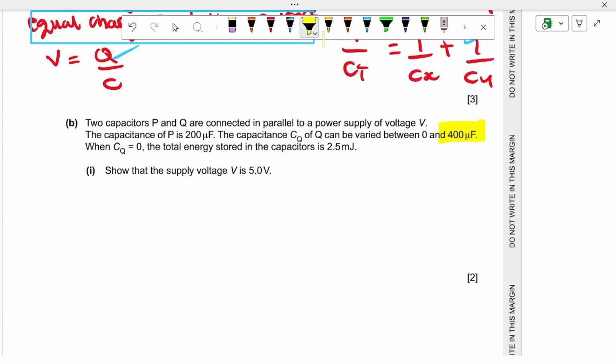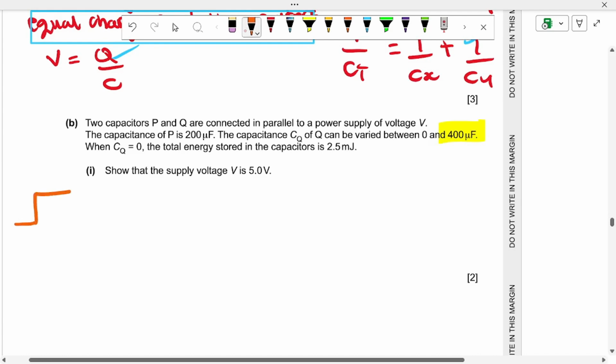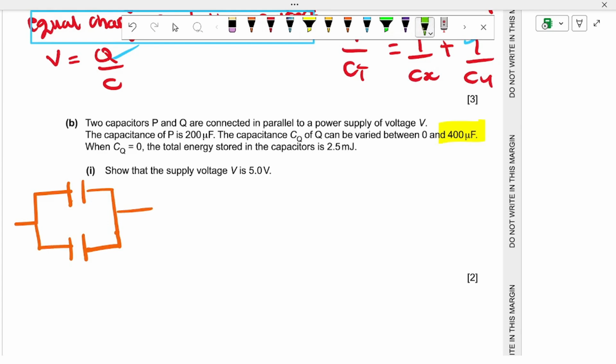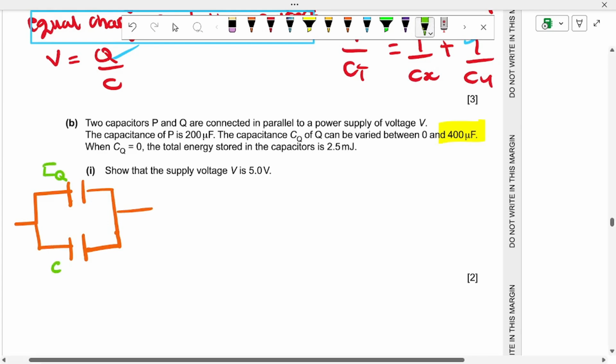So when CQ is 0, if I were to connect them in parallel, what would I do? Take my circuit over there, 1, 2. Connect them over there, put it like that. That's the spirit. Okay, so this is going to be CQ, and this is going to be CP. Let's get creative with this.